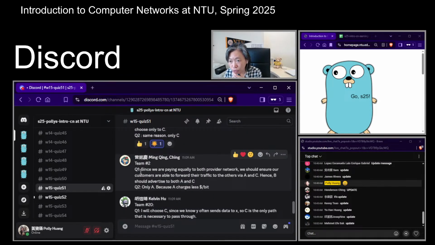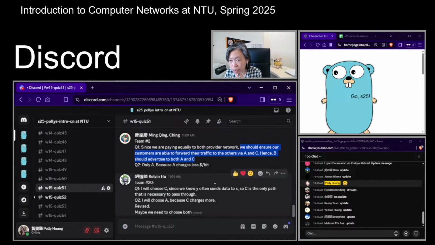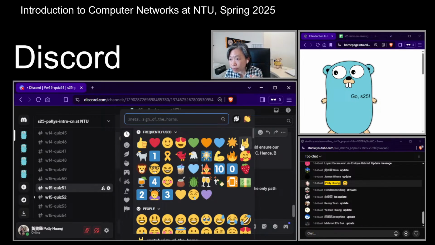Okay, let's see what Team 2 says. Since we are paying equally, we should ensure our customers are able to forward to A and C. Hence, B should send to both A and C, and only to A because money is important. Definitely, you get the message. Very good.